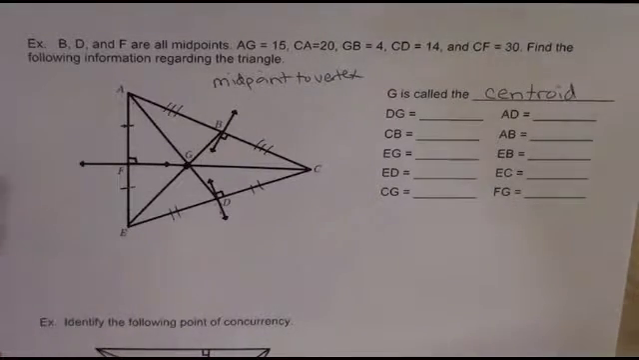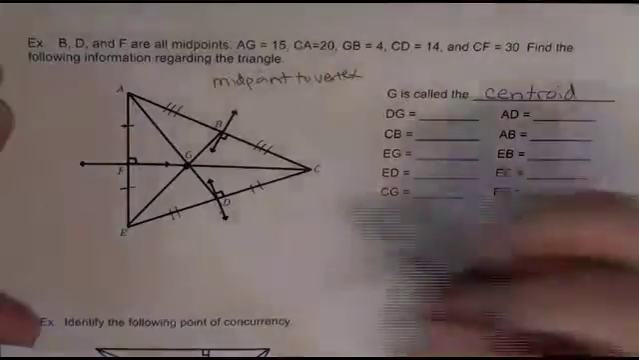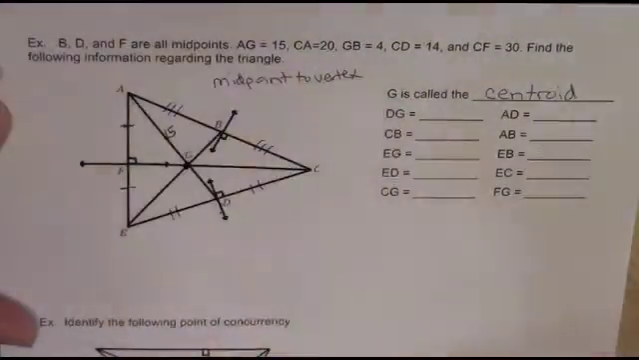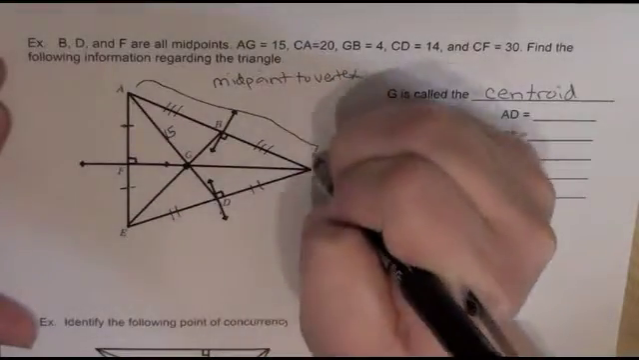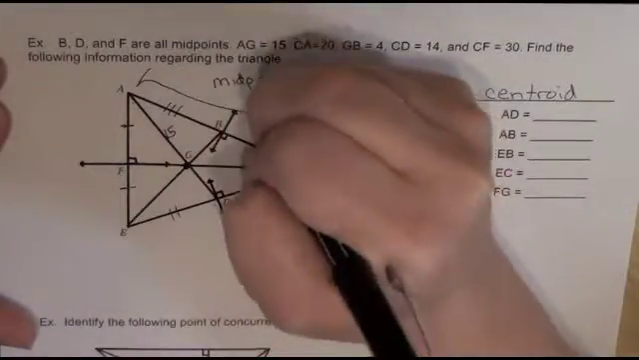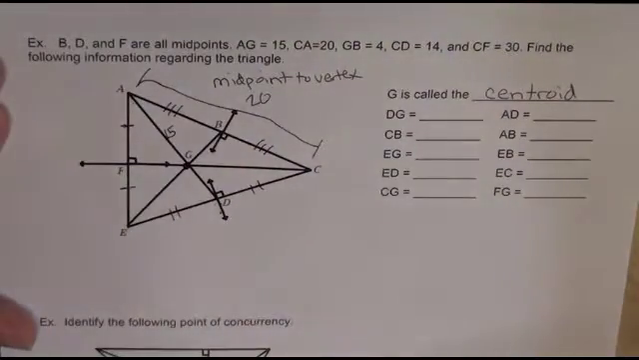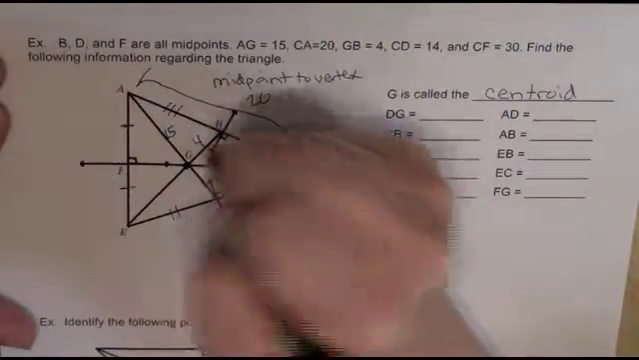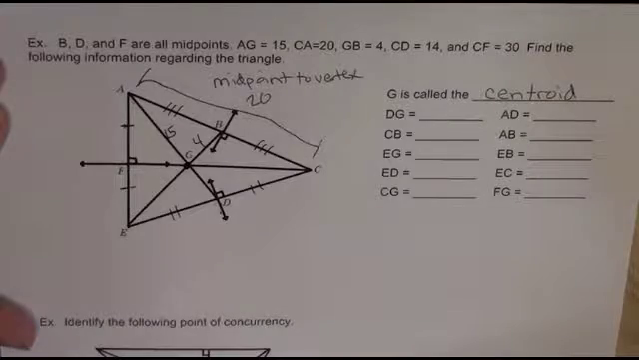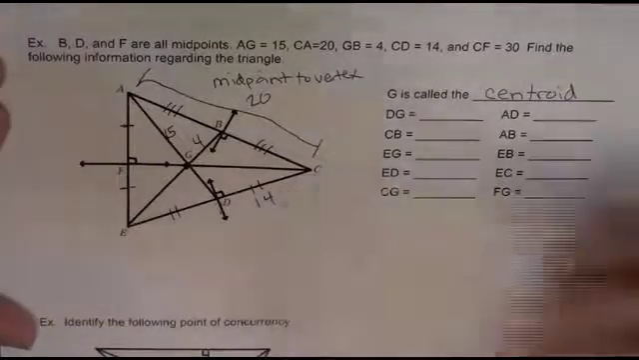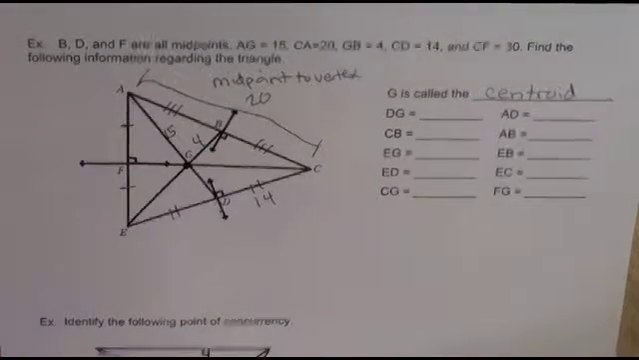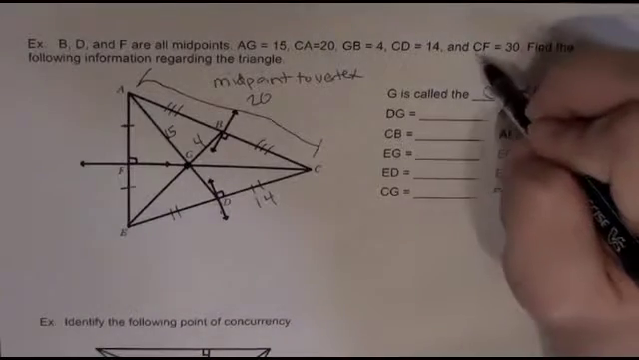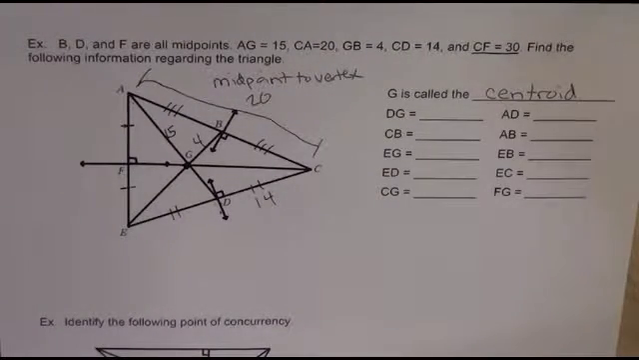So let's see here. Some lengths. AG is 15. CA is 20. GB is 4. CD is 14. And CF is 30. Now CF is the only one that's not very convenient to put on our picture, so I'm just going to leave that one off for now and kind of mark it as not being in the picture yet.